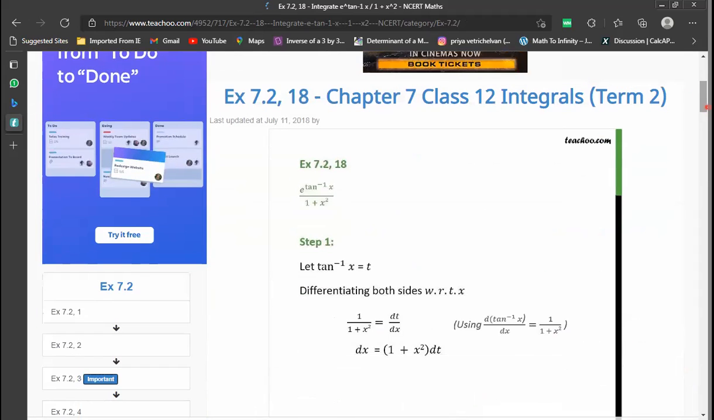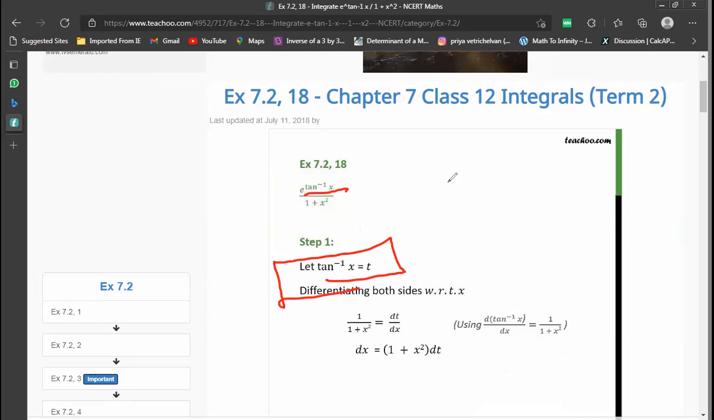e power tan inverse of x upon 1 plus x square. Here we have an inverse trigonometric function. So we should be thorough with the differentiation of inverse trigonometry formulas also. So what is the differentiation of tan inverse of x? 1 by 1 plus x square. So here you will choose the inverse trigonometric function as t. Choose tan inverse of x as t and then you do the differentiation.